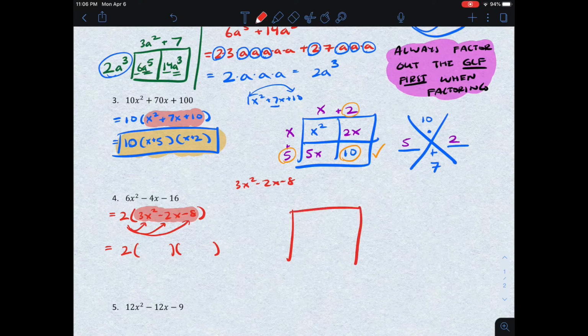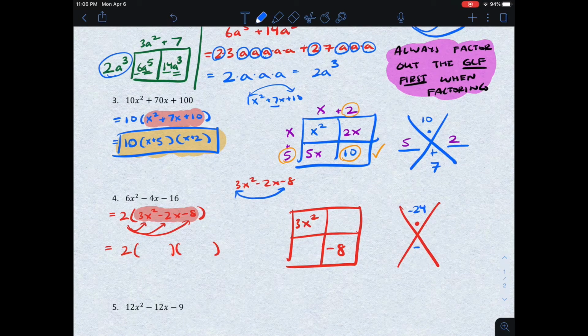As usual, we're going to create a box. In our box, I'm going to put 3x squared on the top left, put negative 8 on the bottom right, and then I want to create my x. To figure out what my product is, we're going to multiply the first number and the last, right? We get 3 times negative 8, which is negative 24. To find the sum, that's always going to be my middle coefficient, or the coefficient of my middle term, which is negative 2. And then I'm going to ask myself what two numbers multiply to negative 24 and add up to negative 2. That would be negative 6 and positive 4. And then from there, I will put negative 6x here. I will put 4x here.